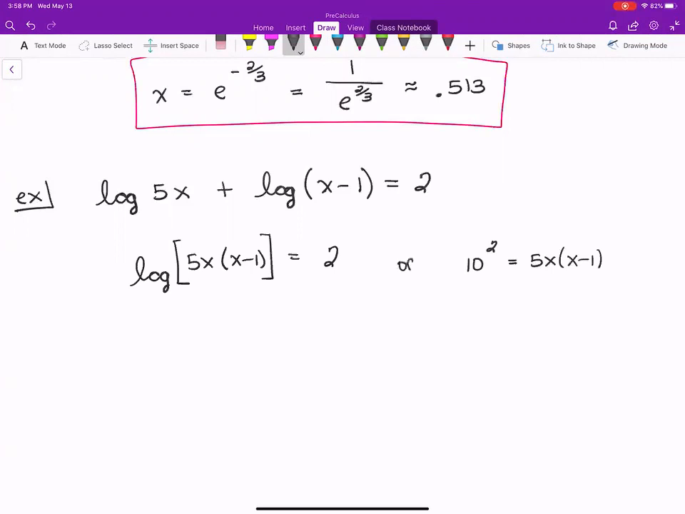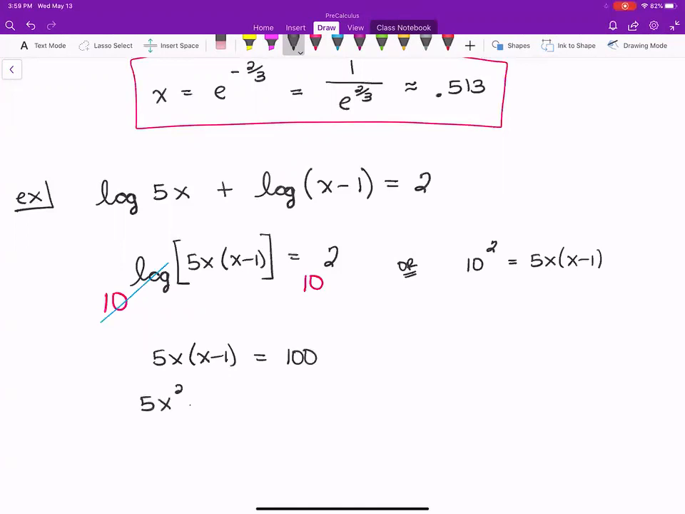Okay, so that's one way to do it. I usually say, oh, the base is 10. Let me do 10 raised to both of these sides, because then when you do that, you're going to basically cancel these out, and you're left with the 5x times the x minus 1. You get the same answer either way. Doesn't really matter. Okay, so this is a quadratic equation now.